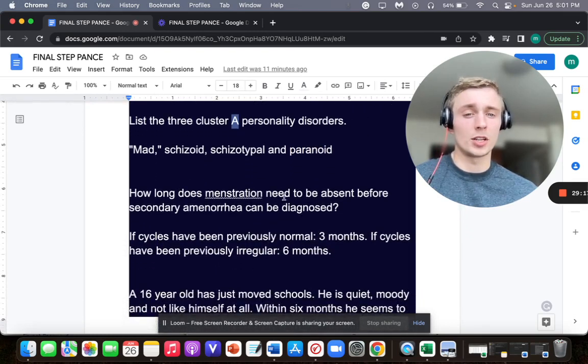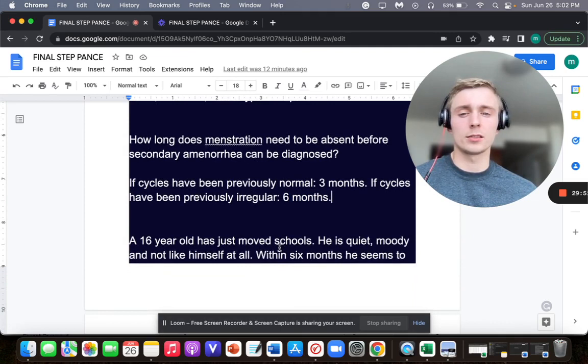How long does menstruation need to be absent before secondary amenorrhea can be diagnosed? So if they had cycles previously, then it's going to be 3 months. If cycles have been previously irregular, then it has to be 6 months. So if they were normal, then 3 months. So they were having them every month and then they stopped. We need to wait 3 months before calling it secondary amenorrhea. But if they were previously irregular, that's 6 months of no cycles.